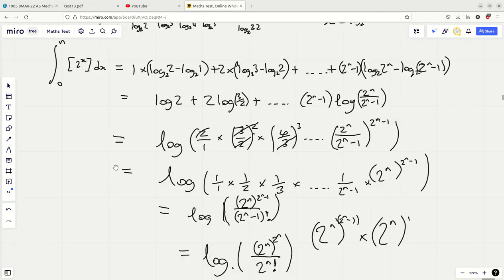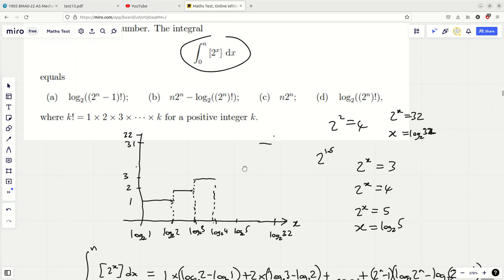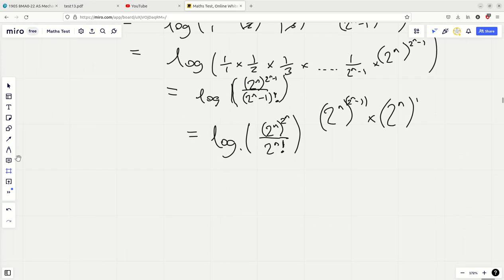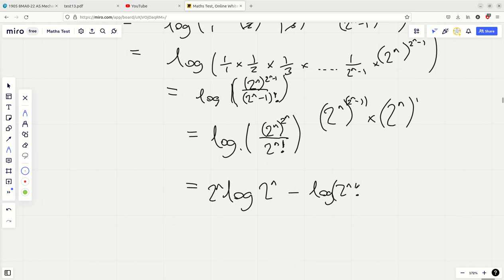And is that one of the answers? It's a horrible question, it really is. Okay, I've just got to sort out the division, it would seem. And if I just break this up, I'm certain we're going to get there. This is the same as log of 2 to the n. And then I can flick that 2 to the n down, which is nice. Minus log of 2 to the n factorial. And then we can actually cancel this, because remember, this is log base 2. So that's n times 2 to the n minus log of 2 to the n factorial.